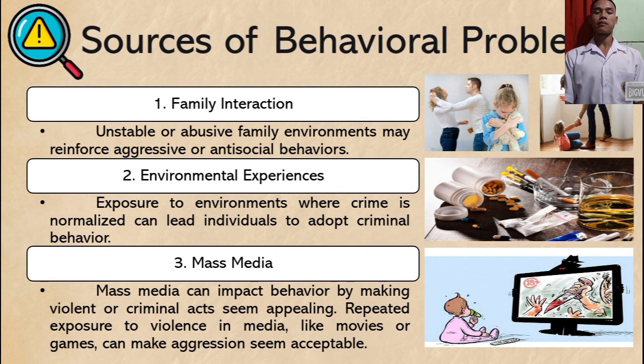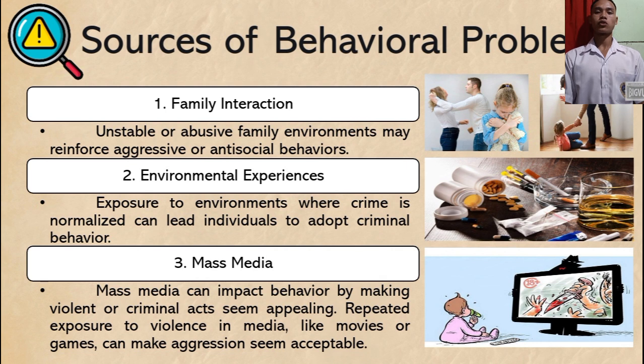Mass media can impact behavior by making violent or criminal acts seem appealing. Repeated exposure to violence in media like movies and games can make aggression seem acceptable. An example is imagining a child who spends a lot of time watching violent movies where characters are rewarded for committing crimes. If they get frustrated in real life, like being denied something, they might react aggressively, thinking this is a normal way to handle problems.